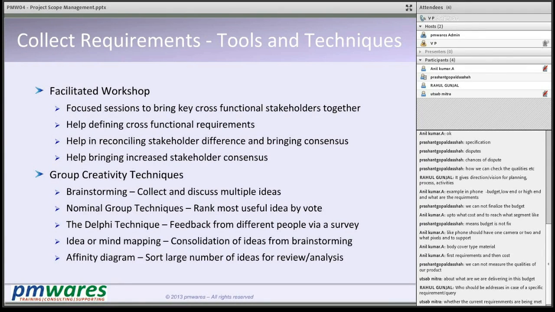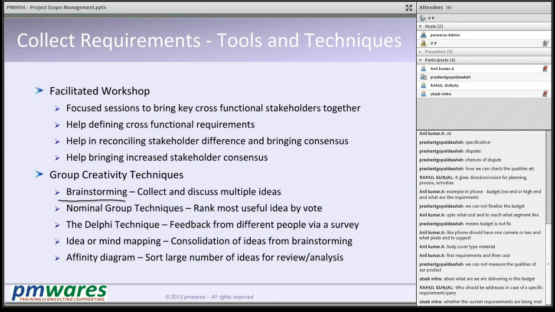Group creativity techniques are like brainstorming, like how people come together and develop something new or come out with some conclusion. Nominal group technique means a kind of democracy. You rank the product by vote, or rank the feature by vote, if you are not achieving any consensus on that.